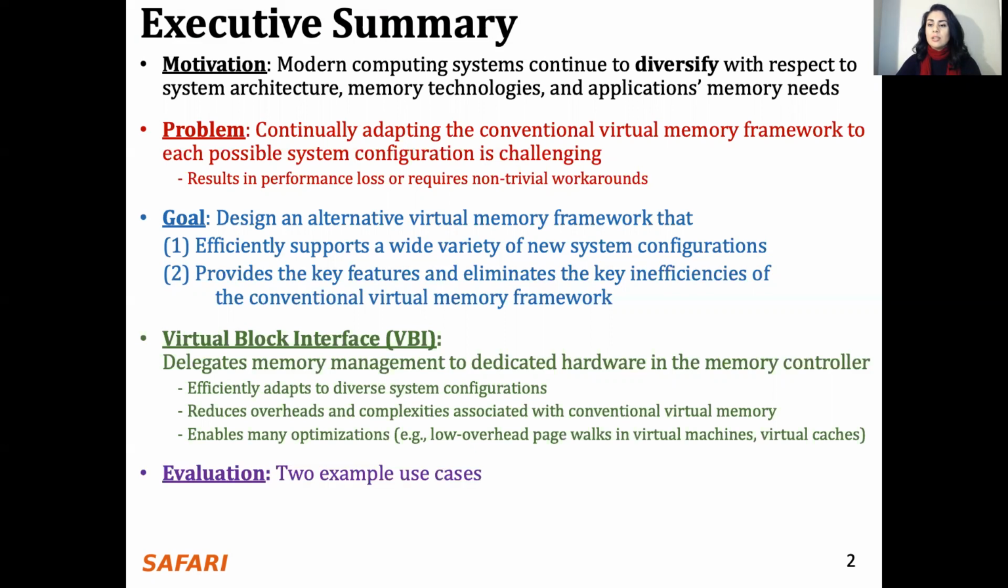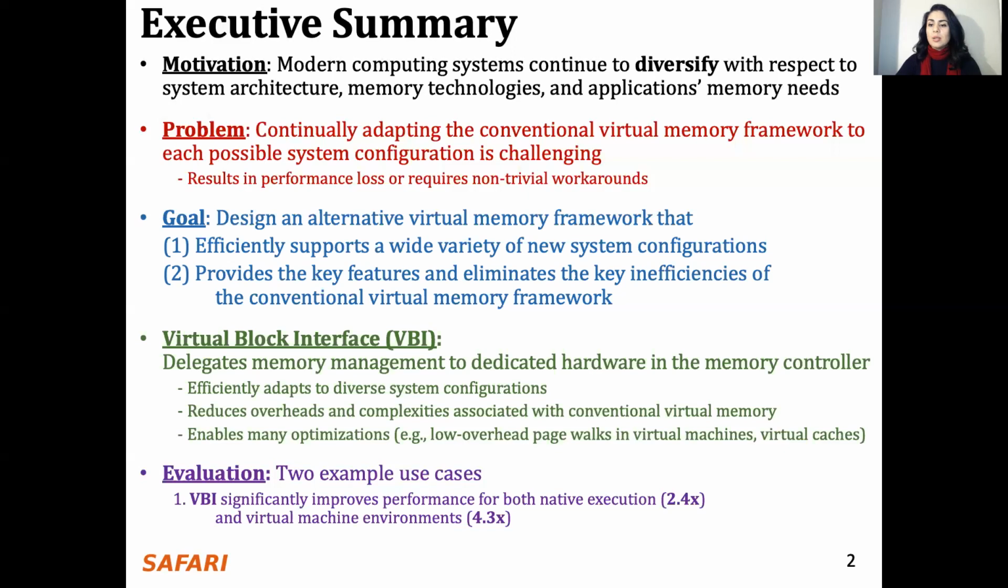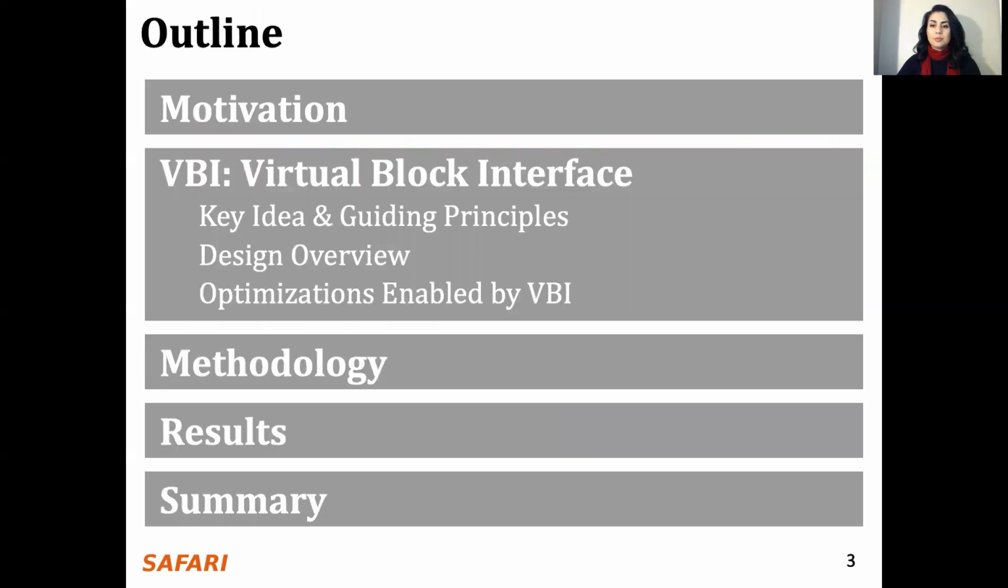We demonstrate the benefits of VBI with two example use cases. First, we experimentally show that VBI significantly improves performance for both native execution and virtual machine environments by 2.4 and 4.3 times respectively. Second, we show that VBI significantly improves the effectiveness of heterogeneous main memory architectures.